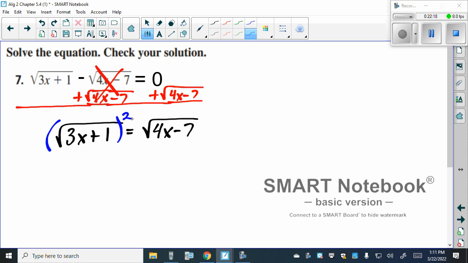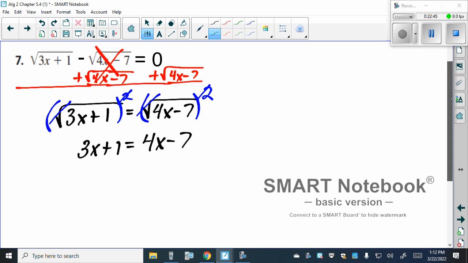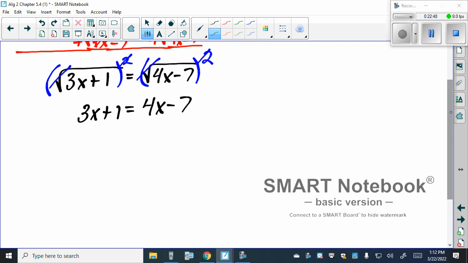And then we can go back to using the nth power. Because we only have 1 radical on each side, we only have 1 term, we're just multiplying it by itself, which means this radical and square will cancel, telling us that 3x plus 1 is equal to 4x minus 7. And now we're going back to what we did previously, just solving for the value of x.